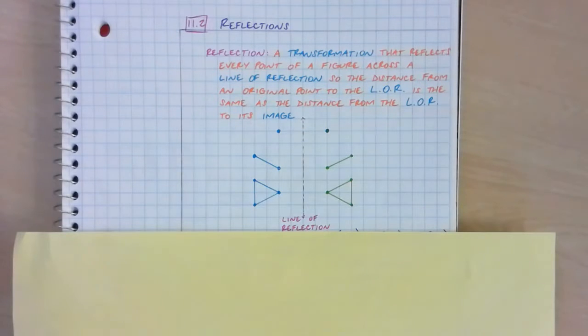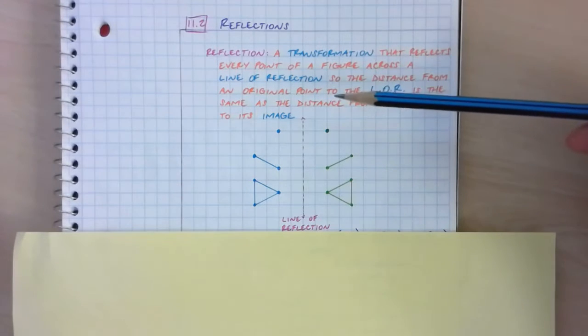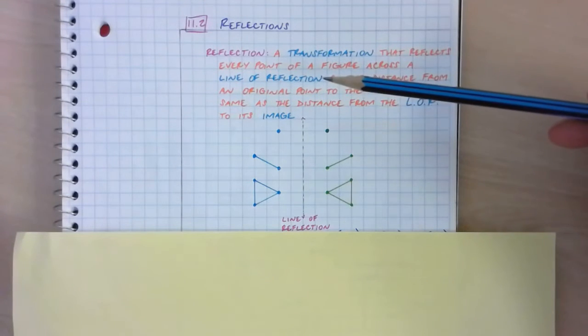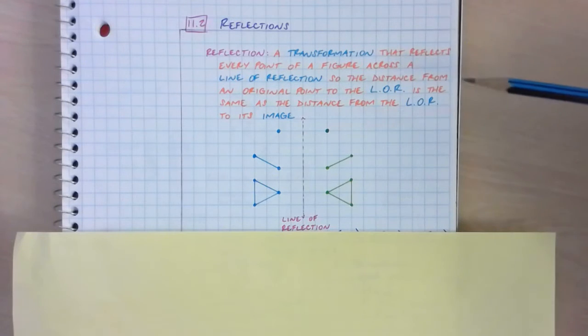So the formal definition is that a reflection is a transformation that reflects every point of a figure across a line of reflection that we'll call a mirror, for lack of a better term, but the line of reflection mathematically is essentially our mirror. So that the distance from the original point to the line of reflection, LOR, is the same as the distance from the line of reflection to its image. That is a lot of words, okay?